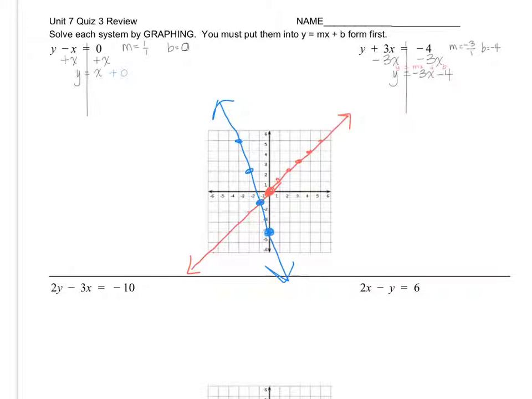I know I did a correct job of graphing because as I read my graph from left to right, it points downwards. Where do they cross? Well, they cross right here. So that means that my solution to the system is -1, -1.